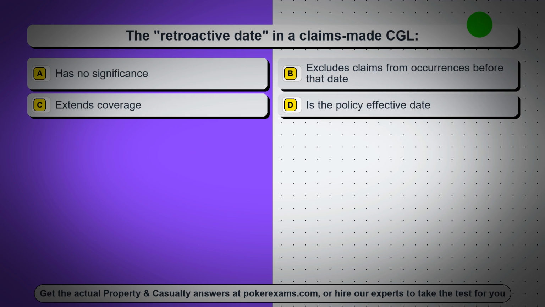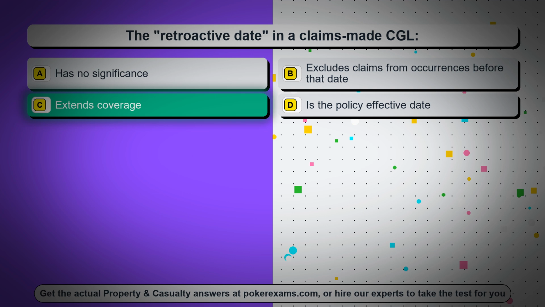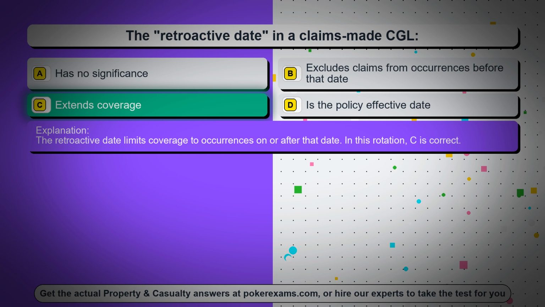Question 29. The retroactive date in a claims-made CGL, option A. Has no significance, option B. Excludes claims from occurrences before that date, option C. Extends coverage, option D. Is the policy effective date. The correct answer is option C. The retroactive date limits coverage to occurrences on or after that date. In this rotation, C is correct.